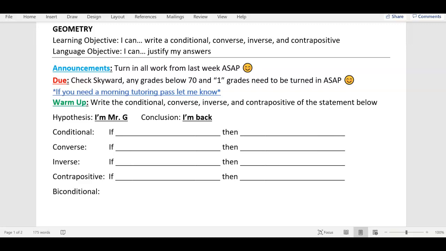So our objective: I can write a conditional, converse, inverse, and contrapositive. Real quick, if you don't understand this, it was on the board, all the boards, and it's still on this board right here. But you were supposed to check Google Classroom for those notes. Let me show you what it looks like.